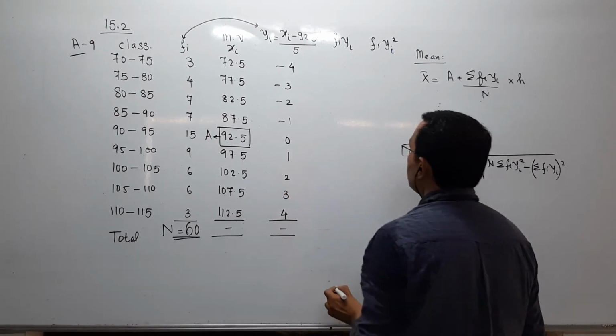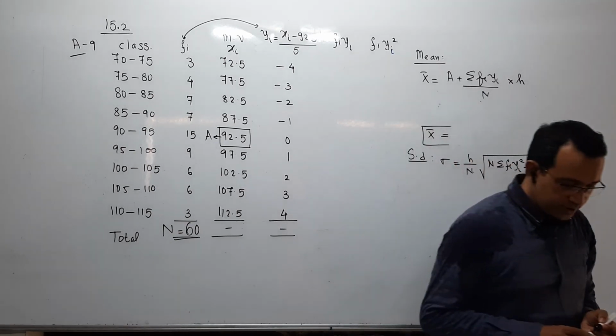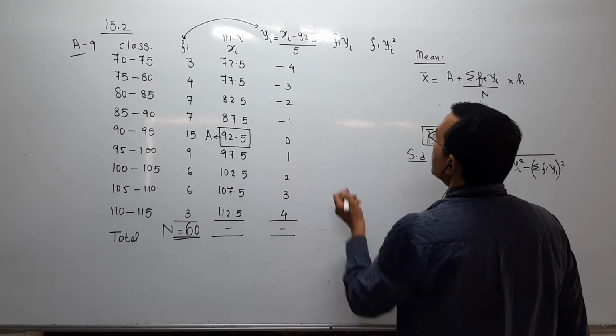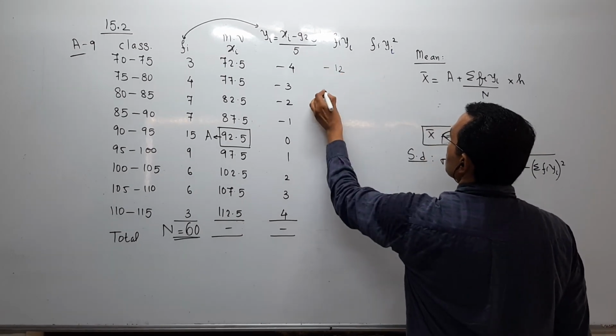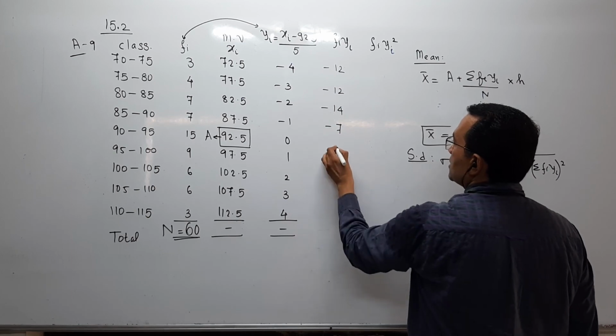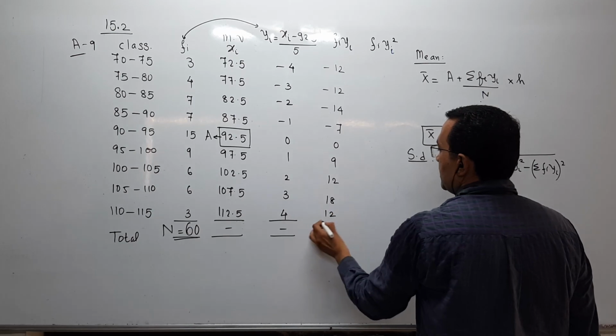Again, this is written because the class lengths are equal. Now fi into yi: 3 into minus 4 is minus 12, again minus 12, minus 14, minus 7, 0, 9, 12, 18 and 12.